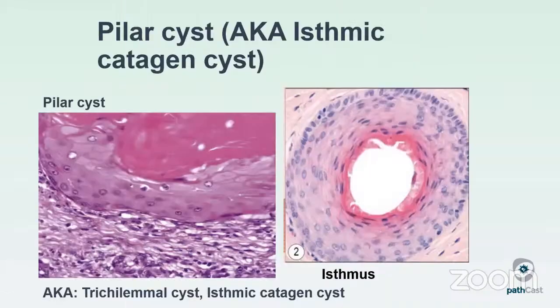A pilar cyst, also known as an isthmic catagen cyst, originates exactly here. So notice this chunky tricholemmal keratin, this abrupt keratinization of the outer root sheath. That is the same type of keratinization we see in a tricholemmal cyst, also known as a pilar cyst, with an abrupt transition from those pale glycogenated cells to bright pink chunky keratin.